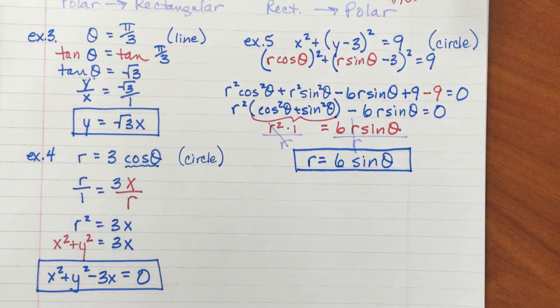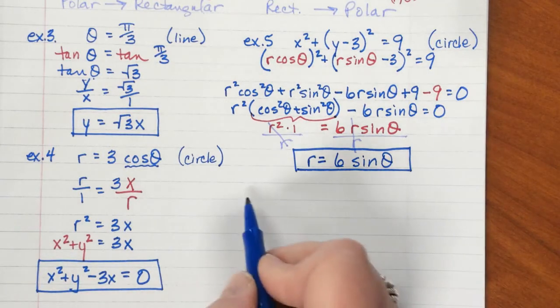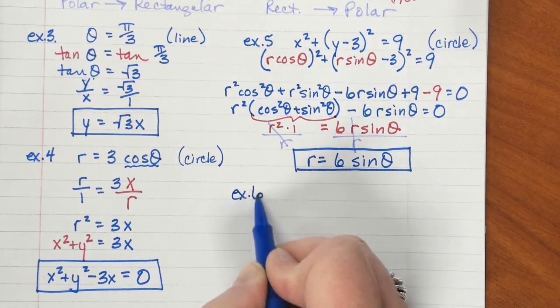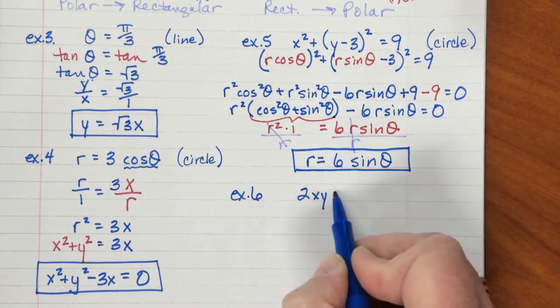Yes, that was a lot more work. It is harder to go from the rectangular to the polar. Let's try one more example. Example 6: 2xy equals 4.